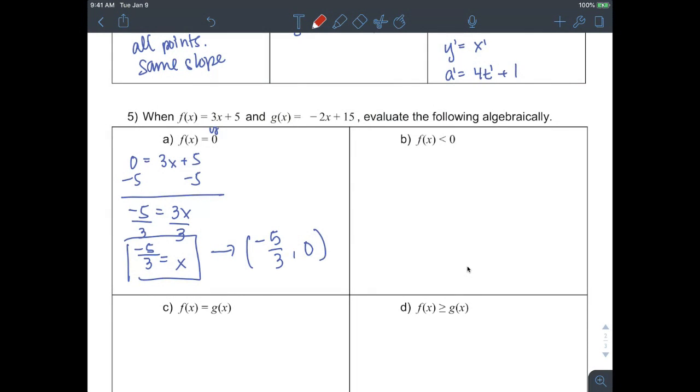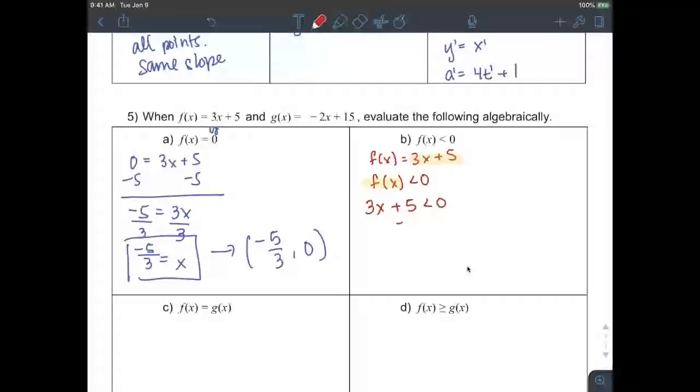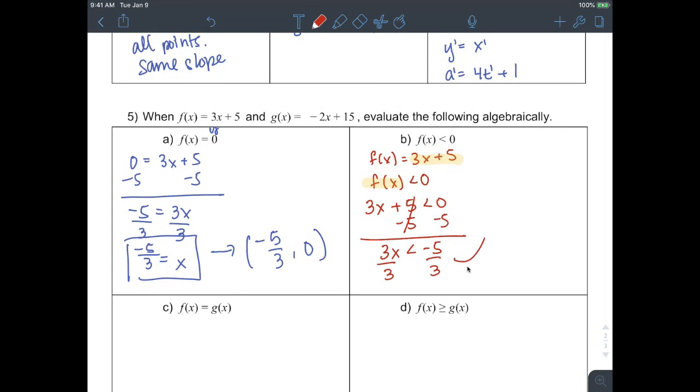Next up, when is f of x less than 0? So we're going to start with f of x is equal to 0, or is equal to 3x plus 5. We're going to replace this with f of x is less than 0. That's what we want to figure out. So basically, this function right here is equal to this calculation. So I'm going to plug it in for f of x. 3x plus 5 has to be less than 0. How do I solve for x? Well, I'm going to subtract 5 from both sides. 3x is less than negative 5, and divide by 3, giving me x is less than negative 5/3.